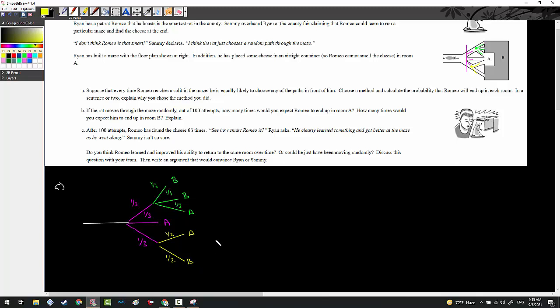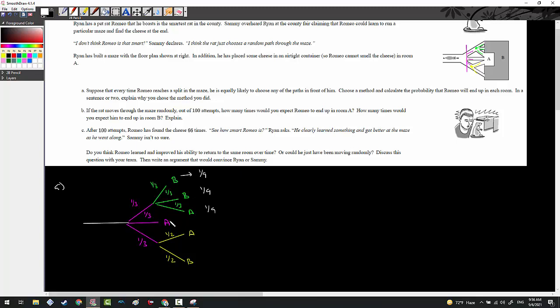So what we're going to do is figure out the probability of him ending up in each room based on where he started. So from here, in order for him to end up in room B from the top, he'll have to take a 1/3 juncture and a 1/3 juncture, which means probability of room B at the top is going to be 1/9. Again, multiplying the branches together, we talked about that in the last problem. In room B from the second from the top, again, 1/3 times 1/3, that's going to be 1/9. Room A is going to be 1/9 again.